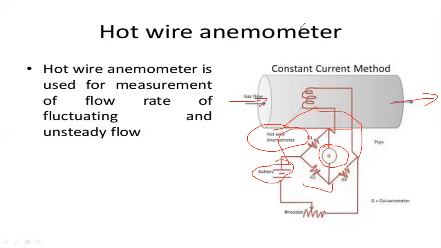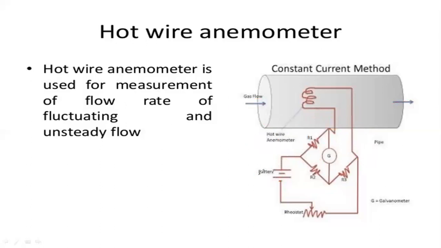Okay, so the power supply is passing through this battery. By using the Wheatstone bridge circuit, the electricity passes through these wires. The anemometer is heated, so that's why it is called a heating element, and why it is called a hot wire anemometer. Whenever we place the hot wire anemometer in the gas flow, it gradually cools into a cold wire, so the temperature gradually decreases.